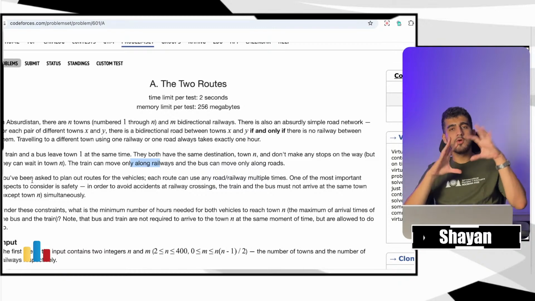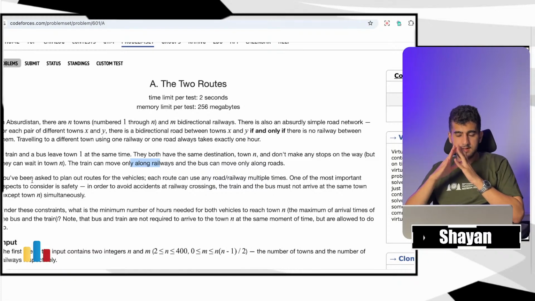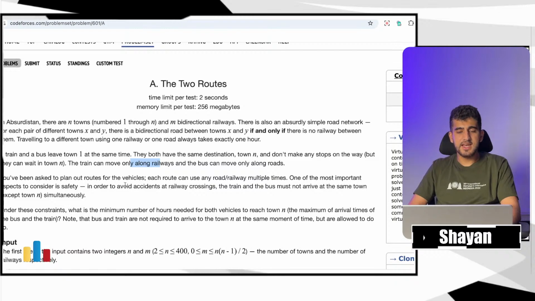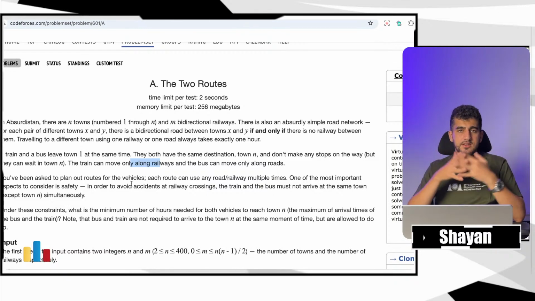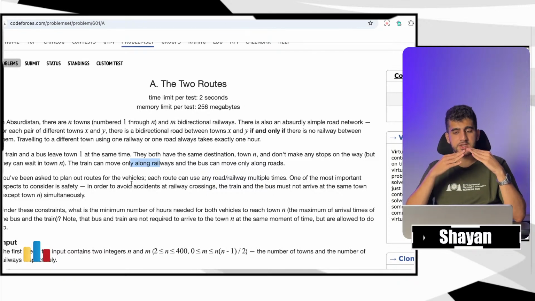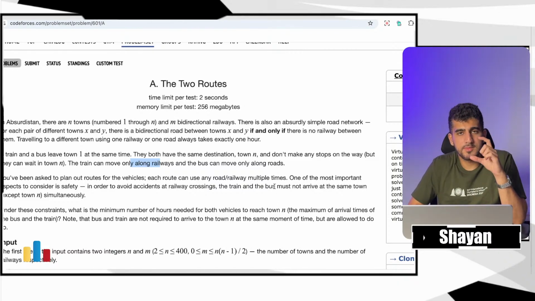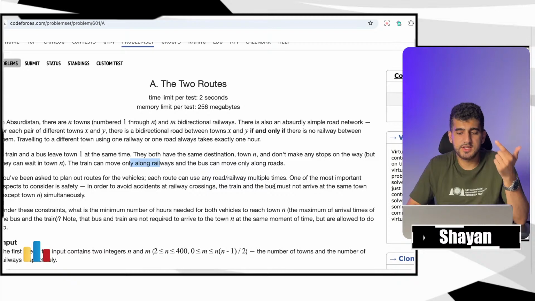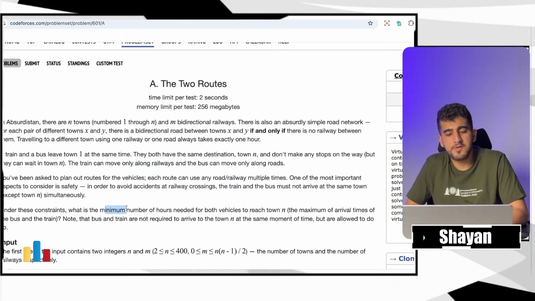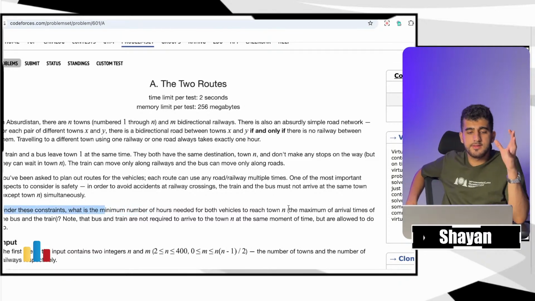Now you want to plan the routes for the train and for the bus such that, first of all, they do not visit the same vertex at the same time. Otherwise, they might have an accident. And you want to minimize the time that it takes for both of them to arrive at vertex n. So you want the minimum number of hours needed for both vehicles to reach town n.